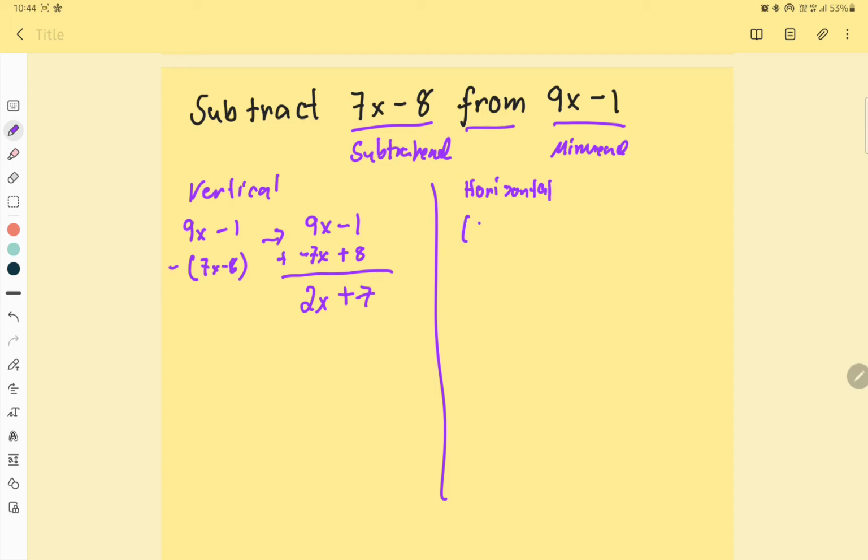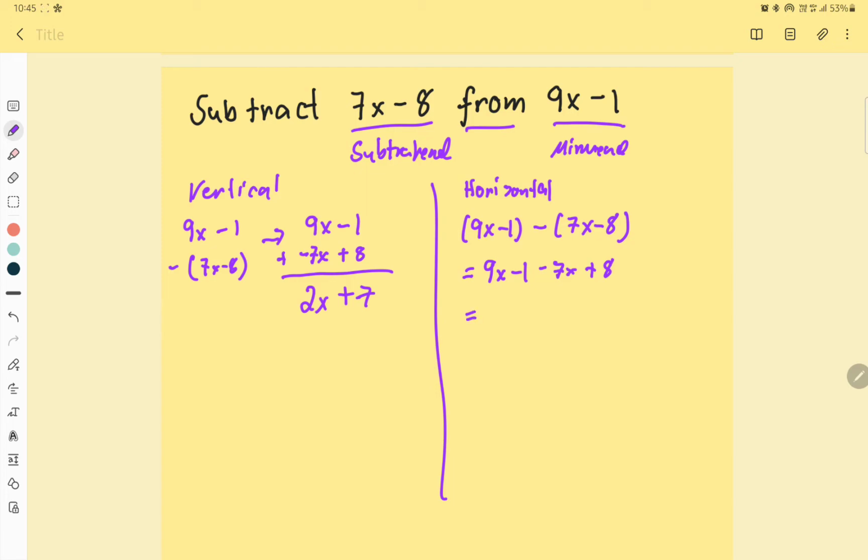So, once again, you have now a parenthesis, that's why 9x minus 1 minus the binomial 7x minus 8. Now, there is now the change. It's much clearer when you look at this, when you do the principle of subtracting. You deduct it, you change first the subtrahend. So, I can write 9x minus 1. Then, changing the sign per term. So, you have now minus 7x plus 8.